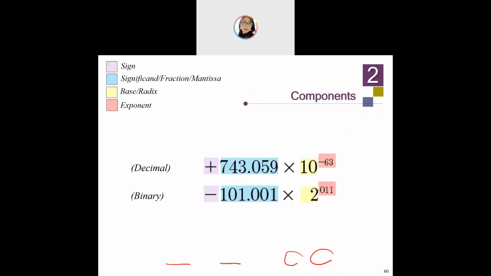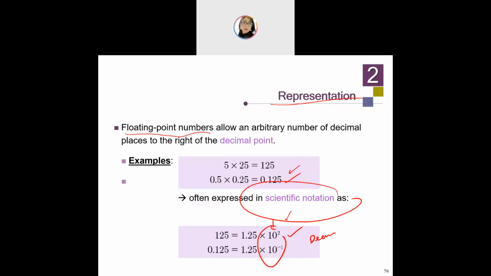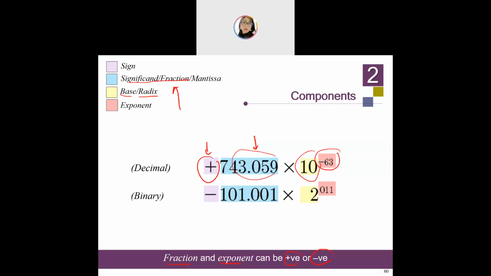Okay, now you know the basic things on the floating point, how it can be represented, and also what the components are. You need to know the names. For the sign, there are 3 terms that you can use. For the base, there are 2 terms that you can use, whether it is base or radix, and also your exponent.